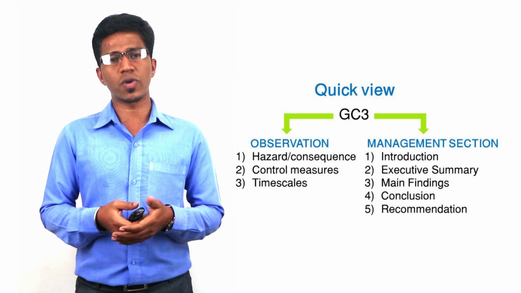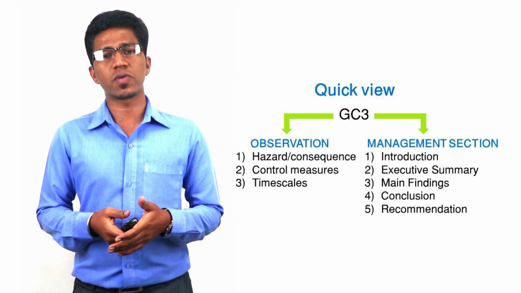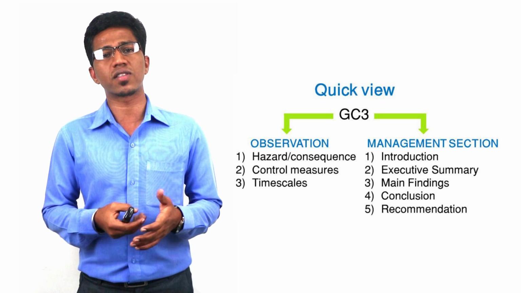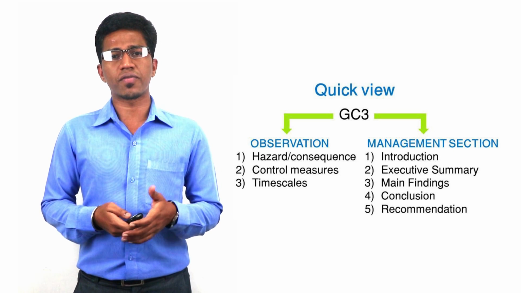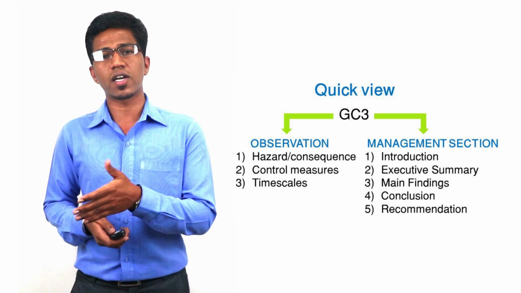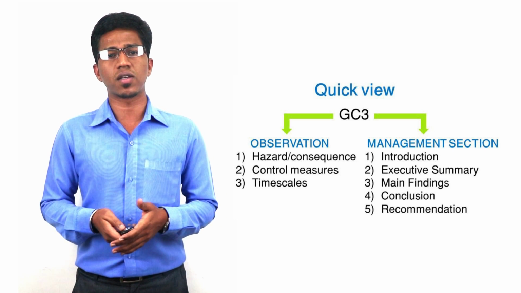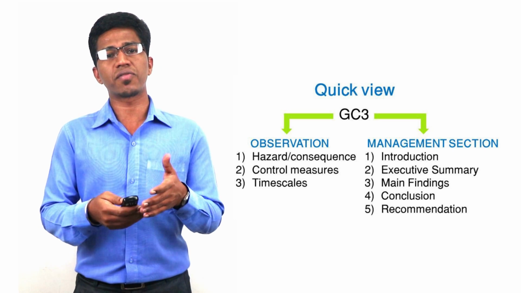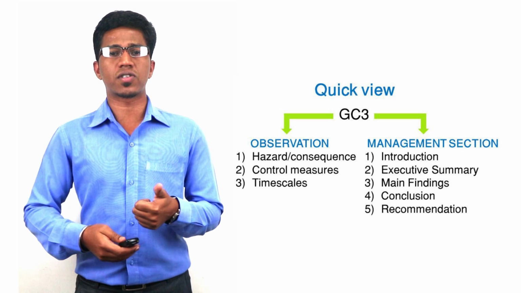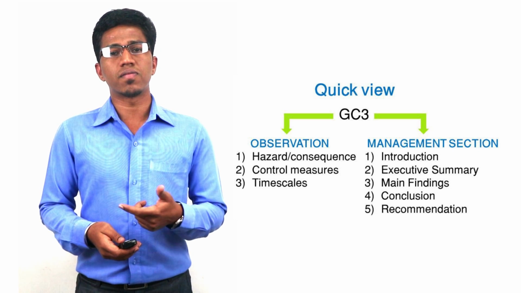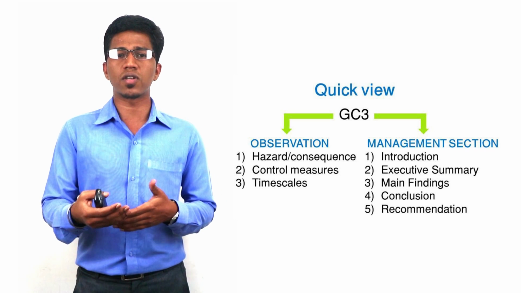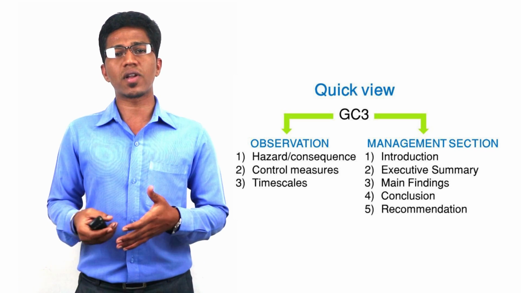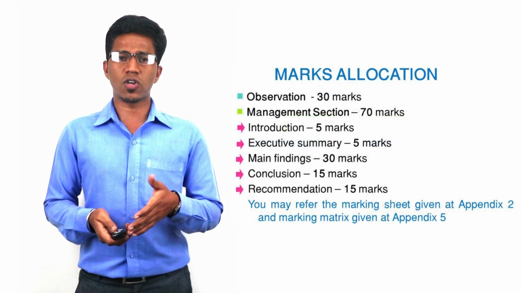It starts with your observation section, then comes your management. These are the two sections that will be discussed in this entire practical assessment. Your observation consists of your hazard identification, then comes your control measures and your time scale. Whereas your management section is divided into 5 different parts, of which first is your introduction, then comes your main findings. When we talk about the conclusion, we suggest a good amount of recommendations, and then we summarize your report. We'll start with the observation.